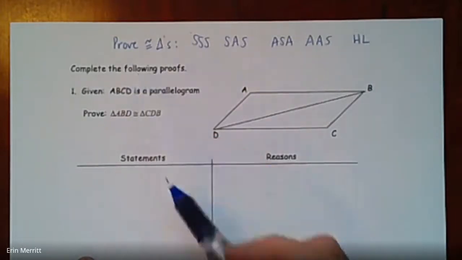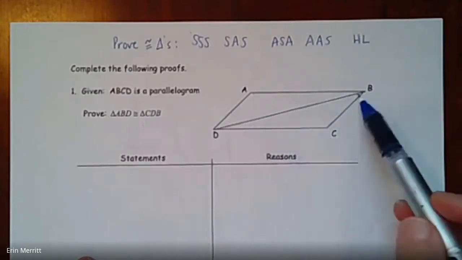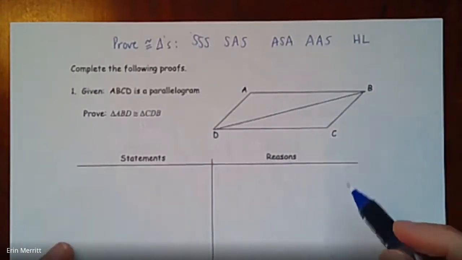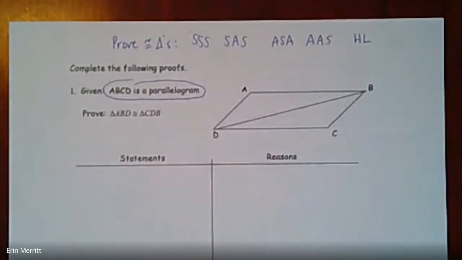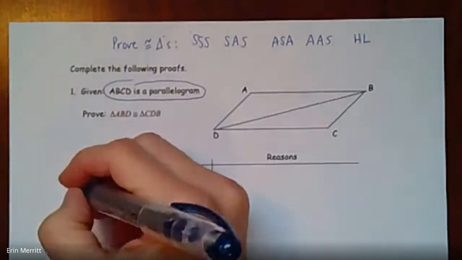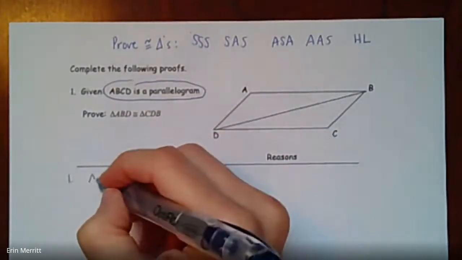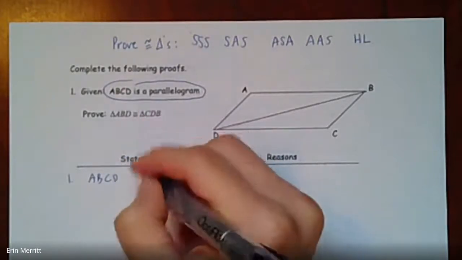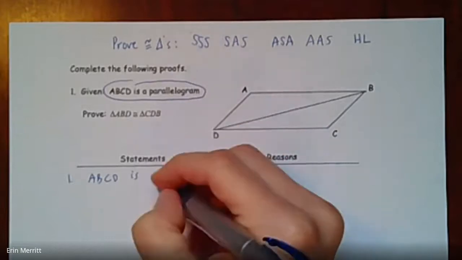All right, this very first one, you're asked to prove that triangle ABD is congruent to triangle CDB. So it's only 2 triangles there. But the only given that you have is that you have a parallelogram. So any of those details that we know about a parallelogram, we can use here, which means there's actually multiple ways to do this proof.